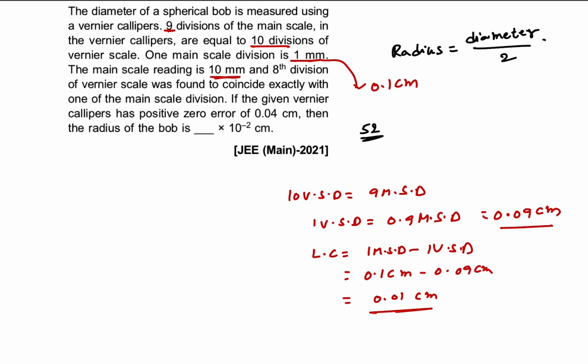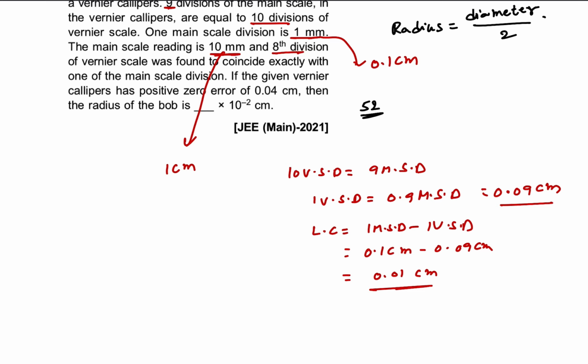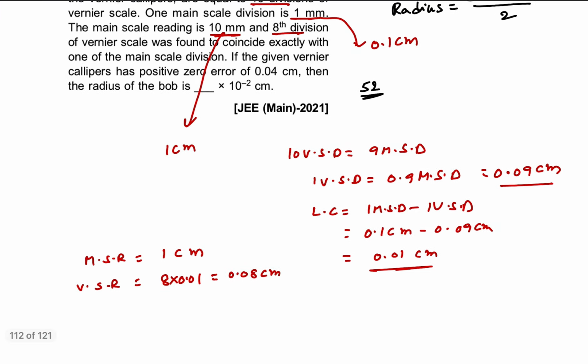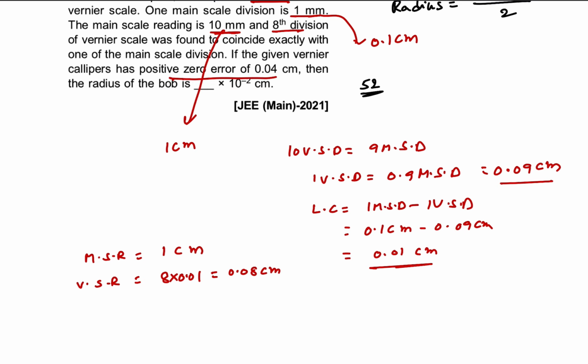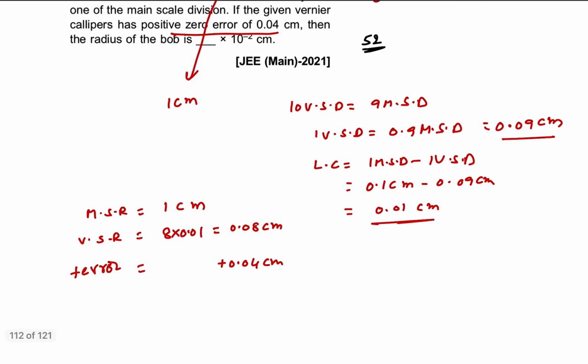We can see the main scale reading is 10 millimeter, which is given. 10 millimeter is 1 centimeter. Eighth division coincides, so I can write the main scale reading as 1 centimeter. Vernier scale reading is 8 into 0.01, that you can write as 0.08 centimeters. Now, as a positive zero error is given, I can write the positive error as plus 0.04 centimeters.